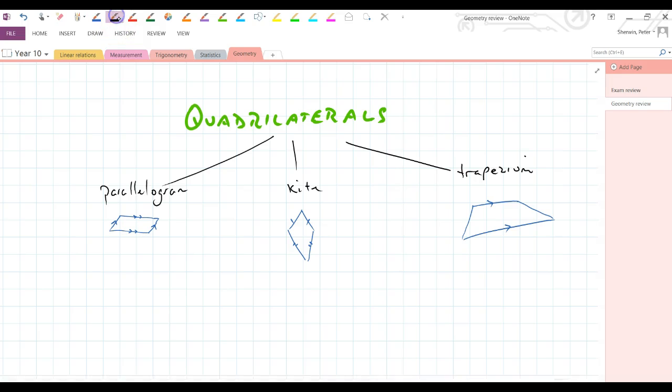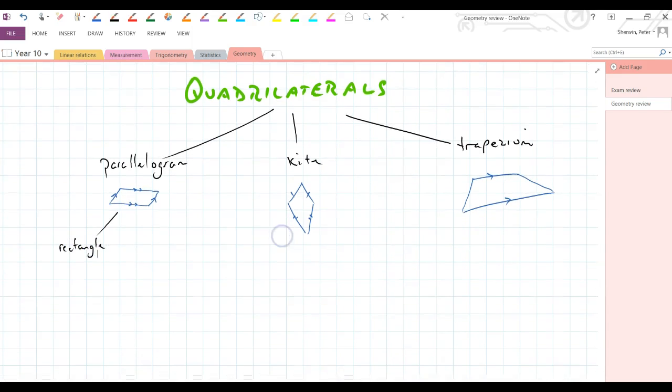Now coming off a parallelogram, we've got a rectangle, which is a type of parallelogram, but where the angles are 90 degrees. So it's a parallelogram with 90-degree angles. But another type of parallelogram is a rhombus. Now what's a rhombus? It's a parallelogram with all four sides equal. So it does a bit of this. What's happening with the rhombus?